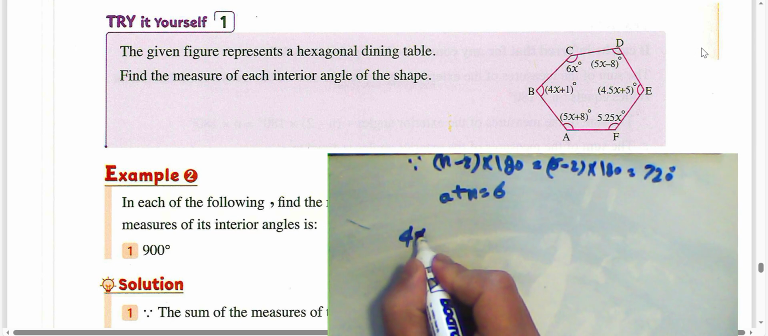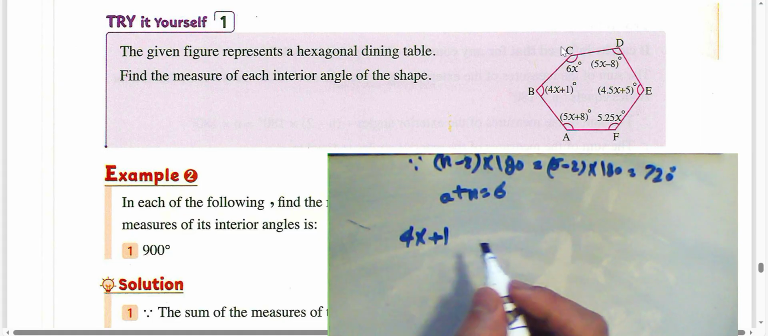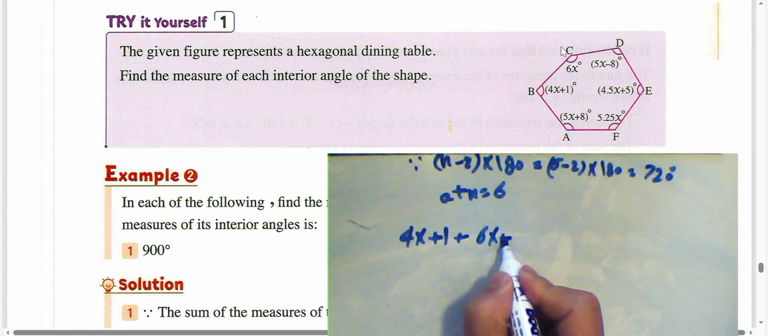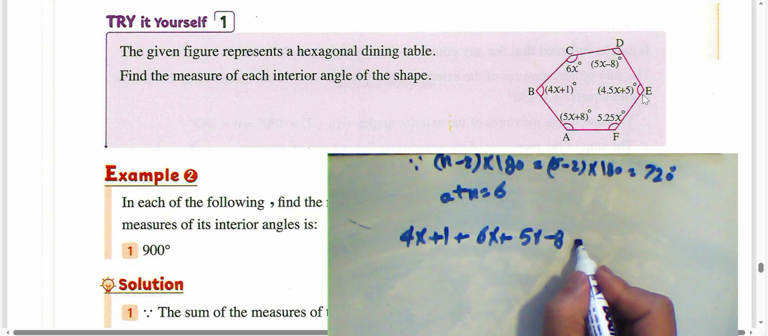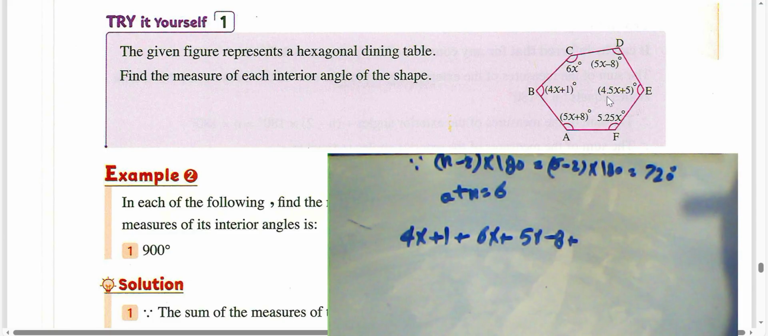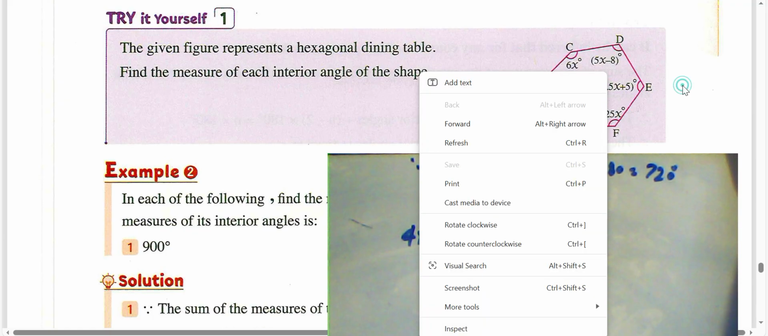First we write: measure of angle B is 4x plus 1, measure of angle C is 6x, measure of angle D is 5x plus 8, and angle E is 4.5x, plus 5, and 4x, plus 5x plus 8. The sum equals 720 degrees.